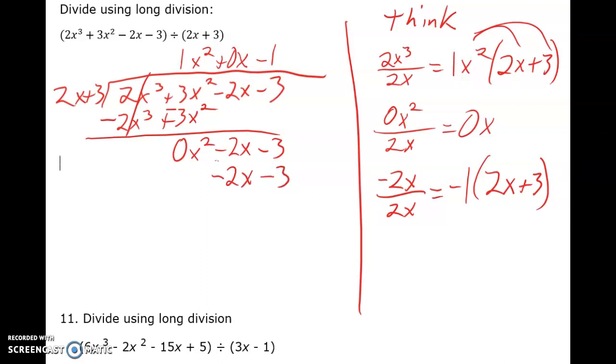It's subtraction though, so we change all the signs. This one cancels. This one happens to cancel also. So bring down a 0 and there's no remainder. If there was a remainder, we would take this number and we'd put it over the 2x plus 3.